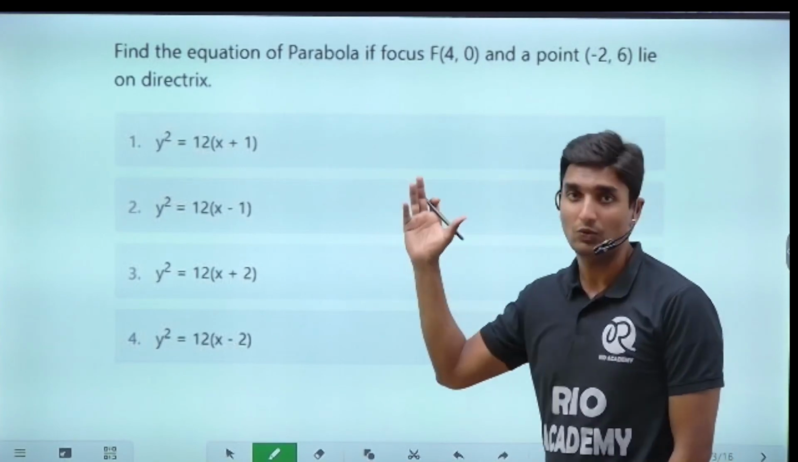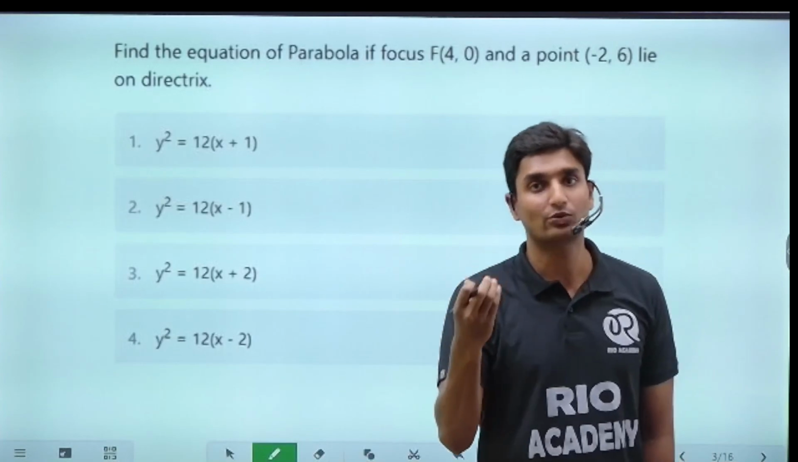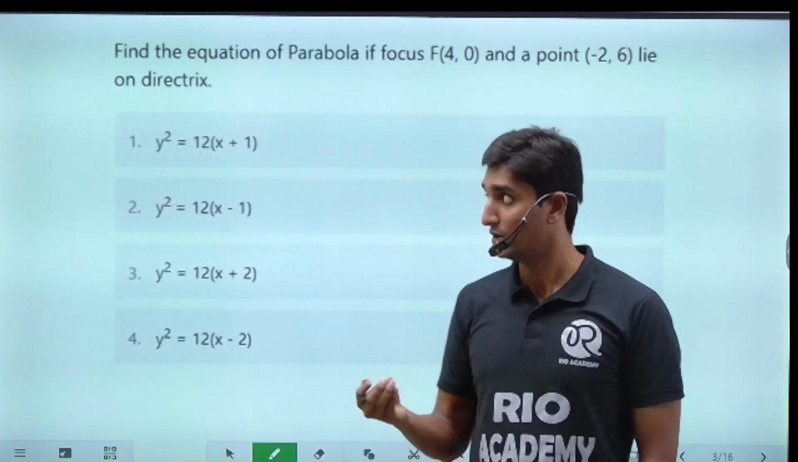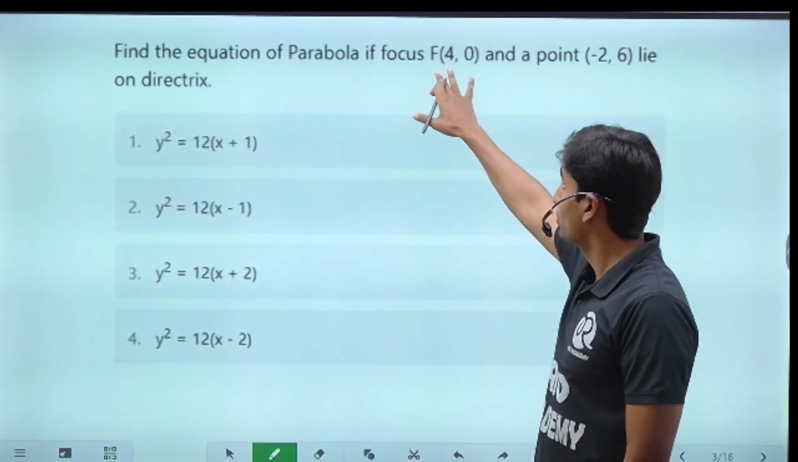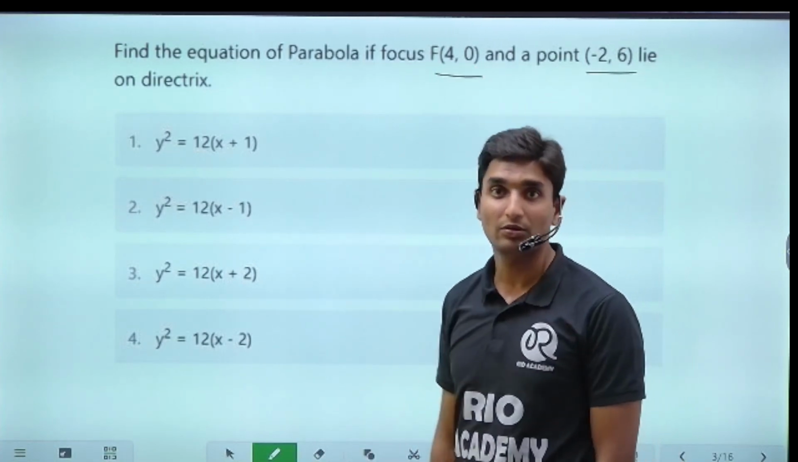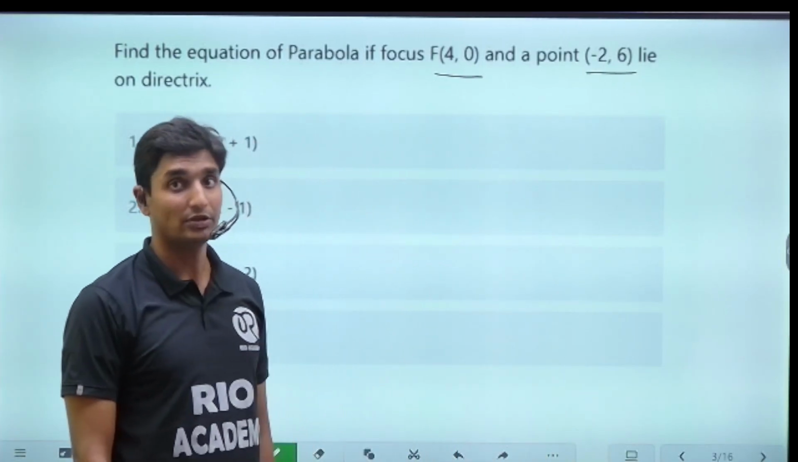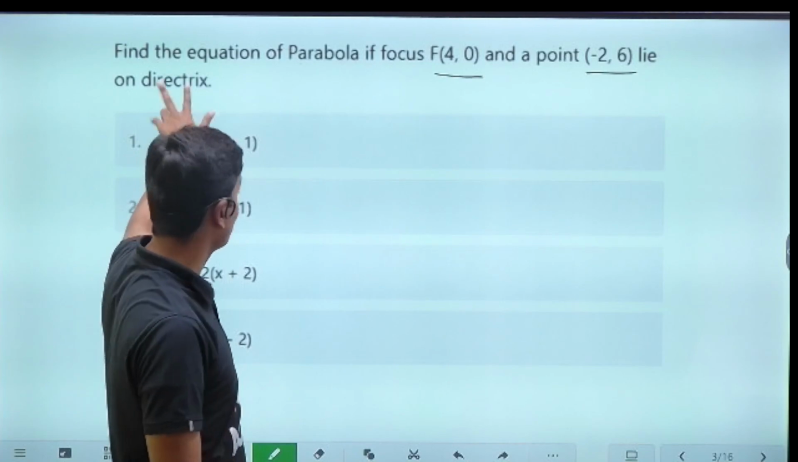So see here, what's he asking us? In this question, he is asking us to find the equation of the parabola, right? He has given us the coordinates of the focus. He has given us what? The coordinates of a particular point P, negative 2, 6, which lies on the directrix.